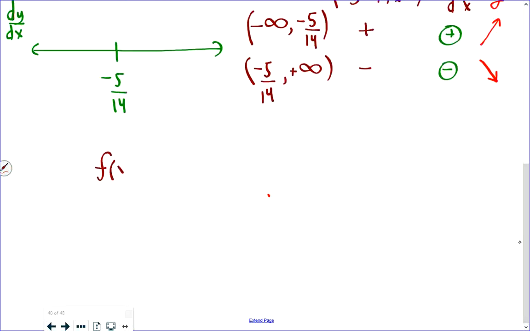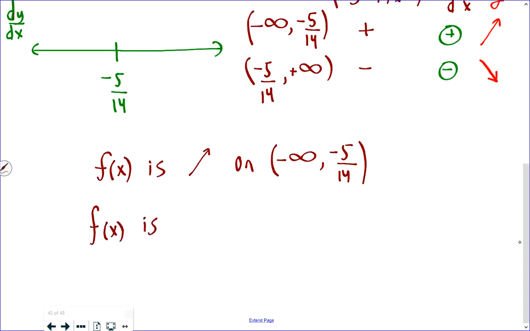The function is, I'm going to abbreviate a couple things here, increasing on negative infinity to negative 5/14, and the function is decreasing on negative 5/14 to positive infinity. The mild scare I had was, when I look at this increasing then decreasing, this is a parabola that opens down.